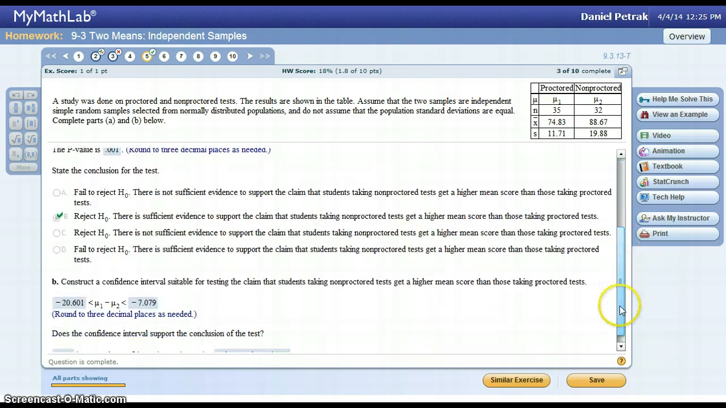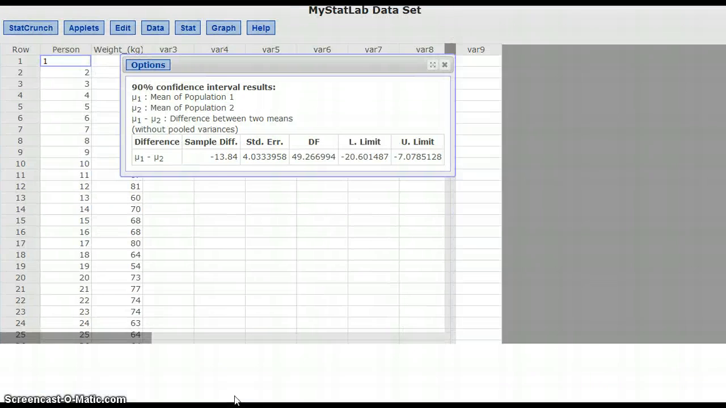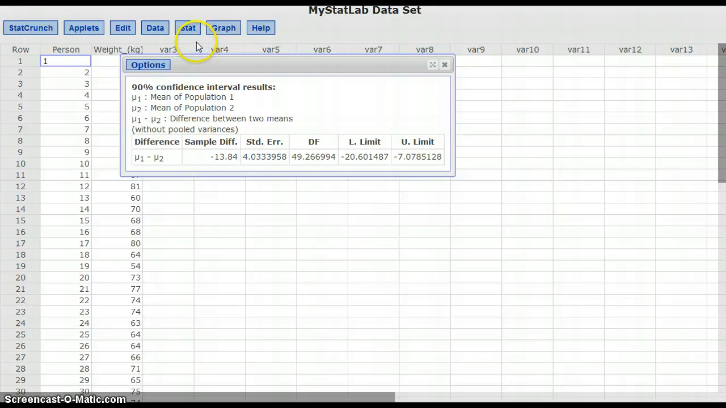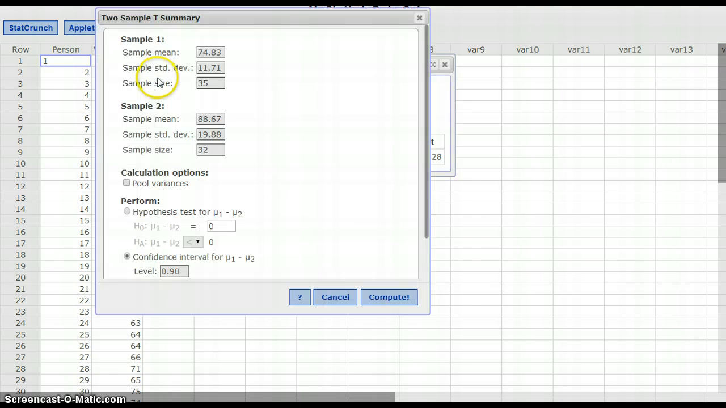Now, they're asking you to do a confidence interval as well. And when you do the confidence interval, there's options to pick pooled and unpooled. So I'm actually going to show this right here under my MyMathLab. If you go under Stat, and then under T Statistics, 2 Sample, you'll pull up something like this. Okay, and what I've got here is I just typed in the sample mean, standard deviation, and sample sizes for both groups. You can see the average for the proctored was about 75. The average for the non-proctored is almost 89.